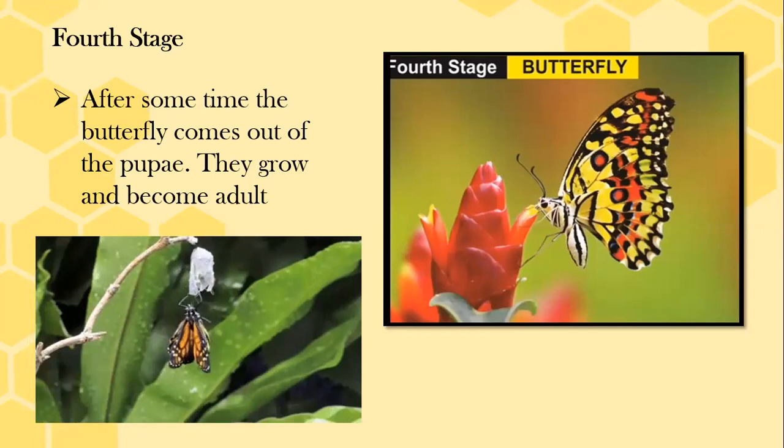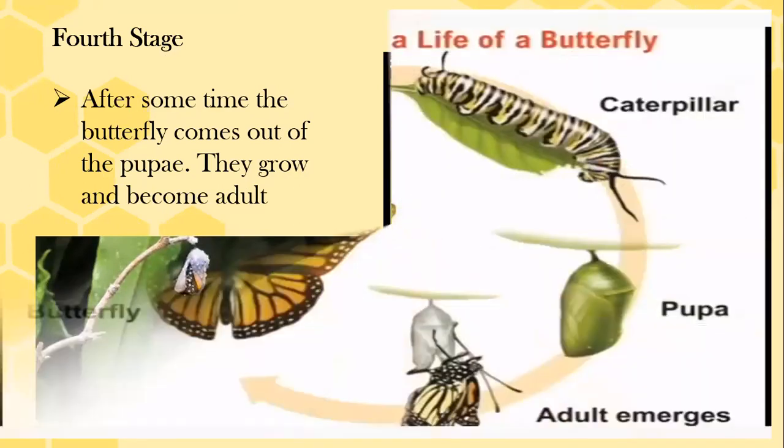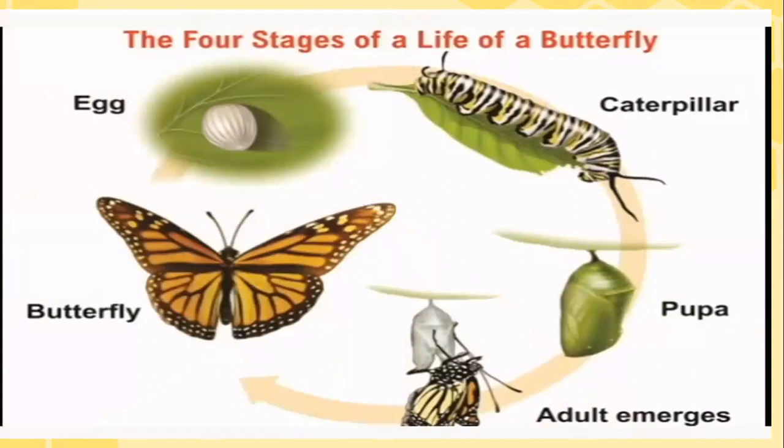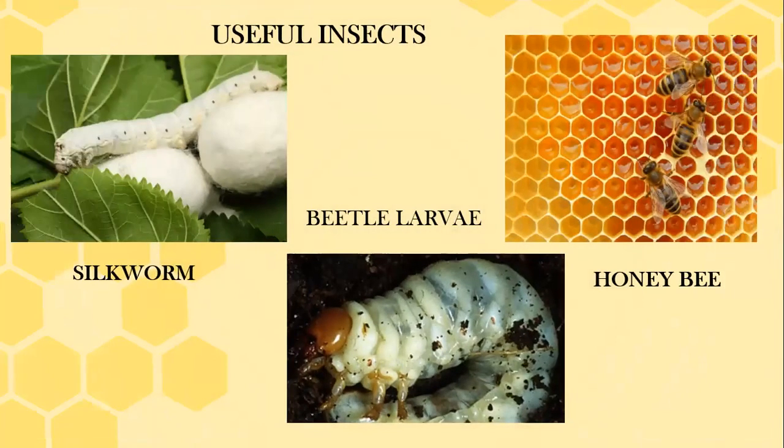So this is how the life cycle of a butterfly goes on. You can see this life cycle: the egg converting into a caterpillar, the caterpillar turning into a pupa, and then from the pupa the adult emerges. Okay, that is the butterfly. So this was about the life cycle of a butterfly. Now let's learn how insects can be useful to us.